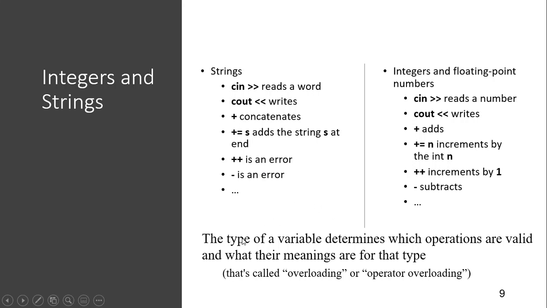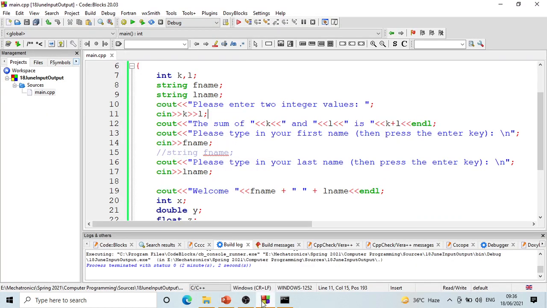ठीक है? So again the same statement, the type of variable determines which operations are valid and what are their meanings for that type. So type of variable determine करता है कि कौन से operations can be performed and what is the meaning of those operations. This is what we talked about. Now let's see ये increment operator और दूसरा ये वाला assignment का जो operator है, इसकी इस form को देख लेते हैं.